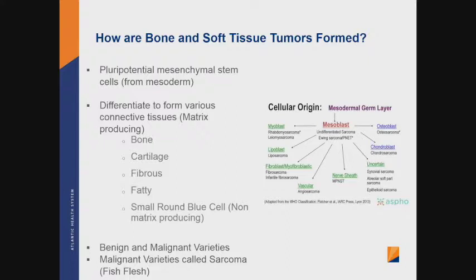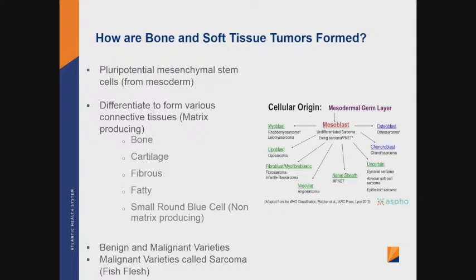These cells can differentiate down various pathways and form different types of connective tissues. They can form bone, fibrous tissue, fatty tissue. They usually form a matrix, but there is a group of tumors that actually do not form matrix, and they're usually classified as small round blue cell tumors. The pathologists have classified all these types of tumors and have given them their names based on the type of tissue that they are trying to produce. So if a tumor is producing bone, it's an osteoid type producing tumor.